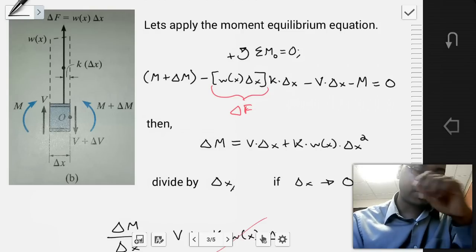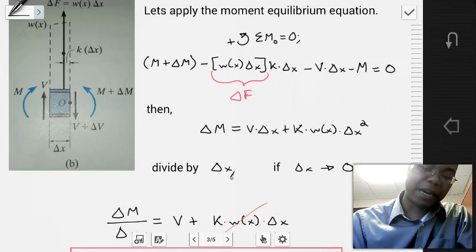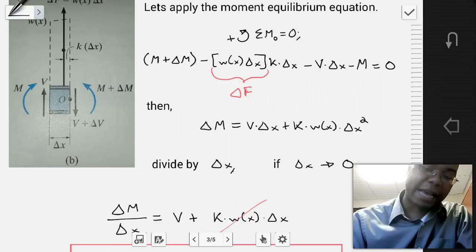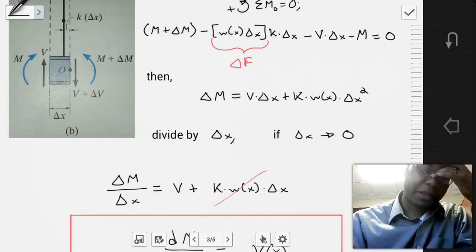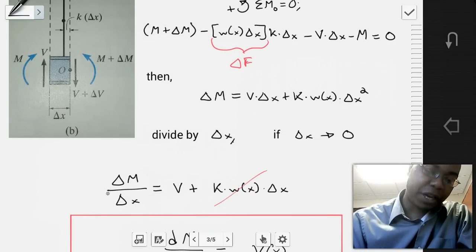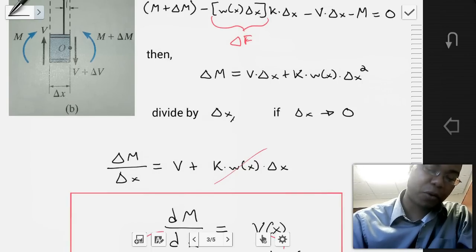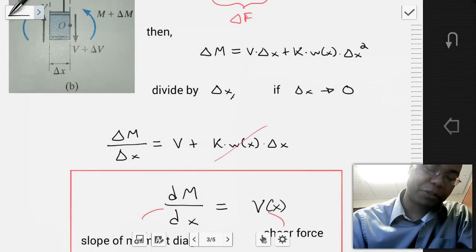Now, if we take both sides of this equation and divide by the distance delta x, and as delta x approaches 0, we'll find the following relationship: the change in the moment divided by the change in length, or the differential moment with respect to the change in length, is going to be equal to the shear force plus k times w(x) times delta x.